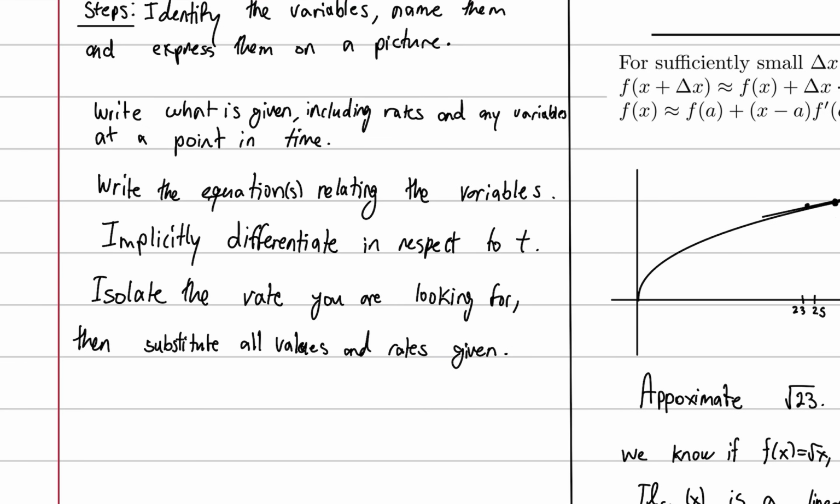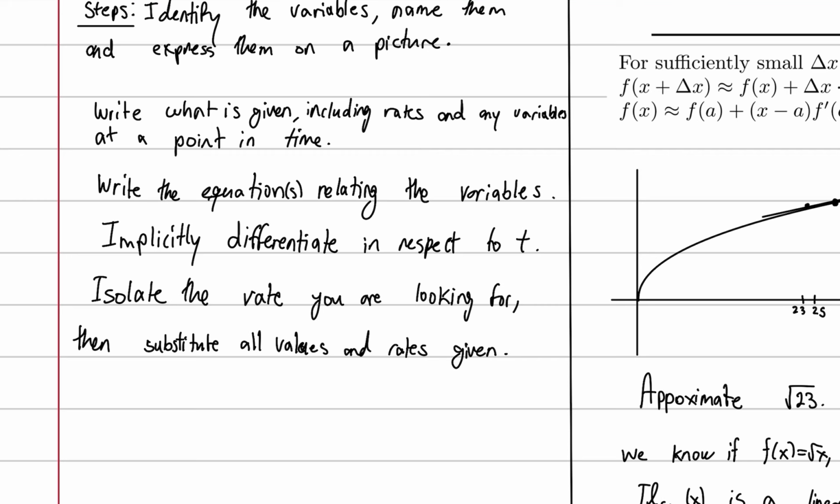If they give you a rate or a variable at a point in time, write that out. Then write the equations relating the variables, whether you have to use the Pythagorean theorem, similarity, area, volume, whatever it is. Write as many equations as you can. Remember, you have to write the variables. Even if they give you a value, don't plug it in yet.